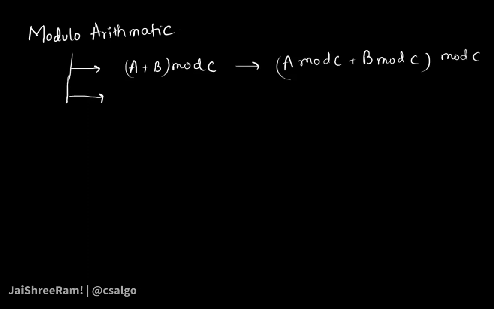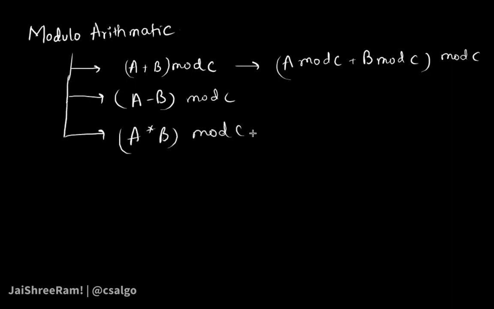Similarly, we could do subtraction. We could open up the modulo inside it, first take modulo of both of them, then subtract, and then again take a modulo. We discussed that we could multiply two numbers. Now one more operation is left, right? Divide. Let's say you have a fraction a by b.